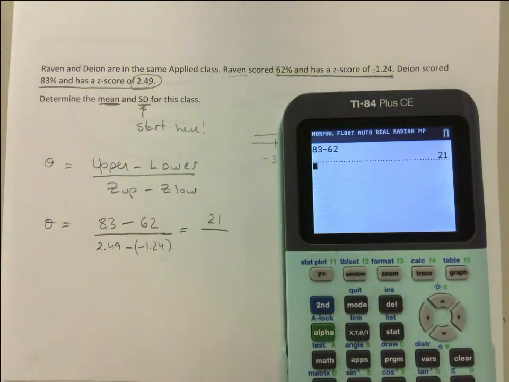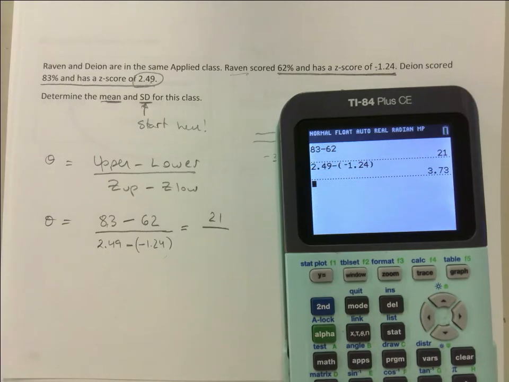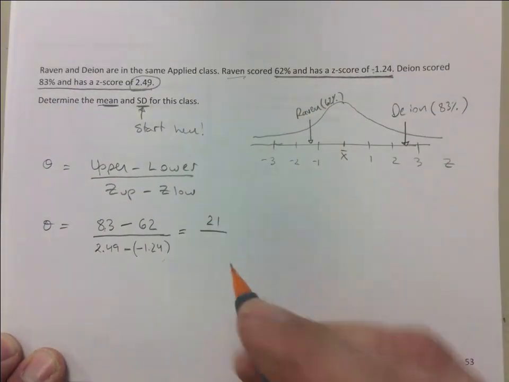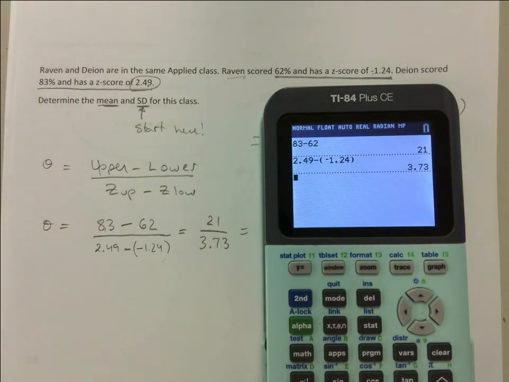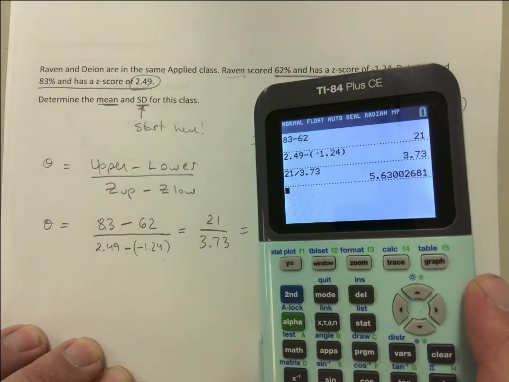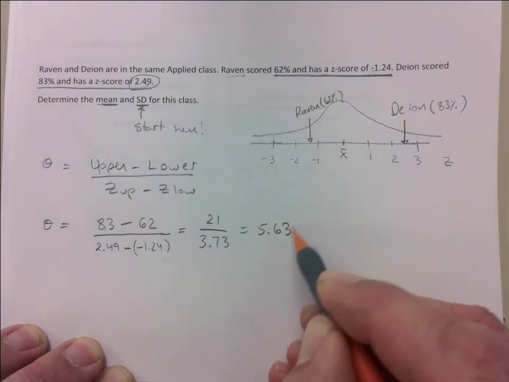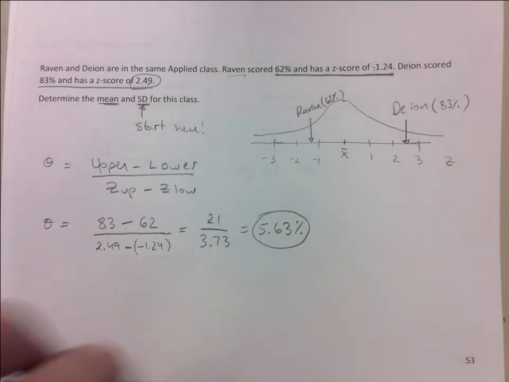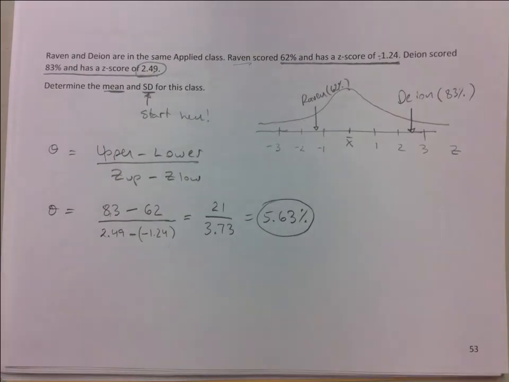Because you've got calculators. 2.49 minus negative 1.24. That's 3.73. When you divide these, you're going to get the standard deviation for the set. 21 divided by 3.73. The standard deviation is 5.63%. The standard deviation for this class is 5.63%. So that's part number one.